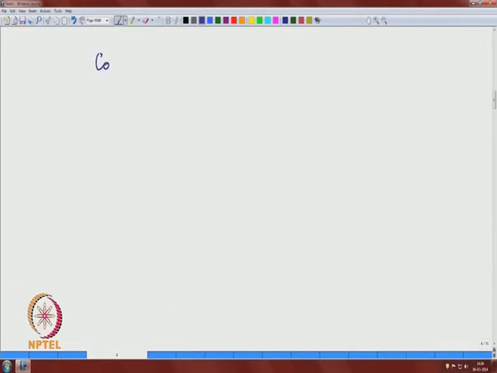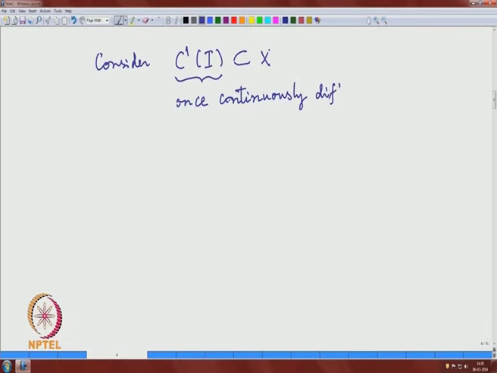So, consider C1(I). So, this is a subset of X. These are the continuously differentiable functions. Okay. So, this class is much smaller than X.